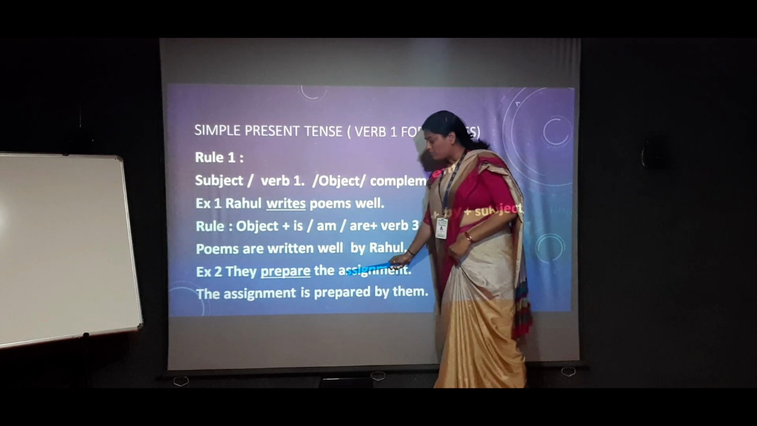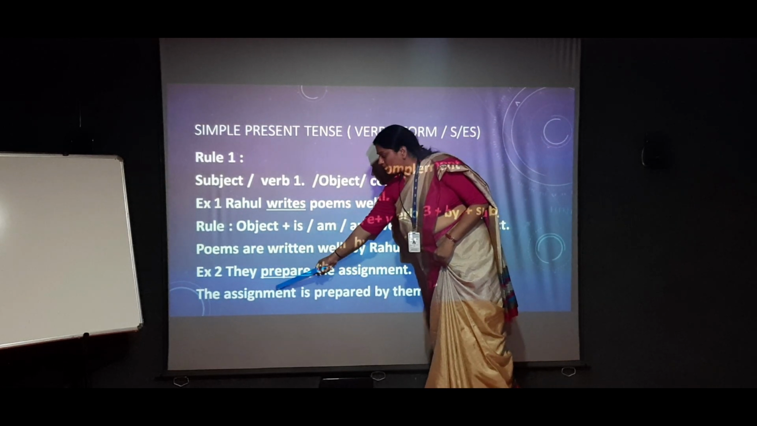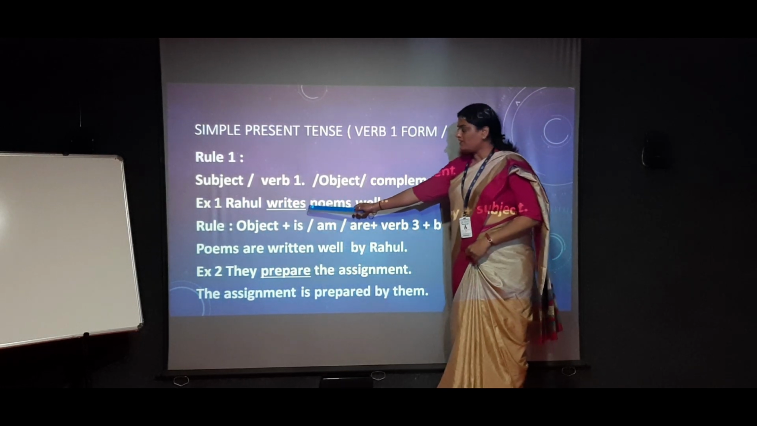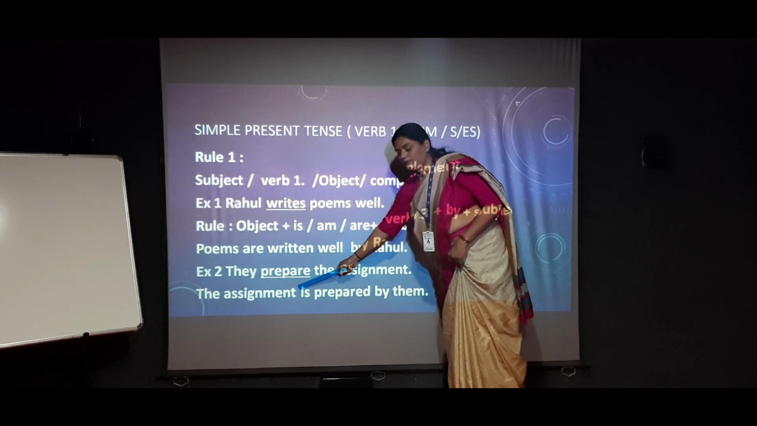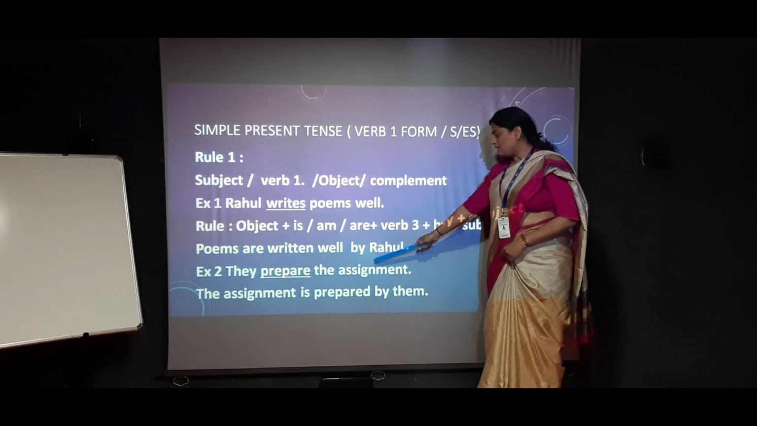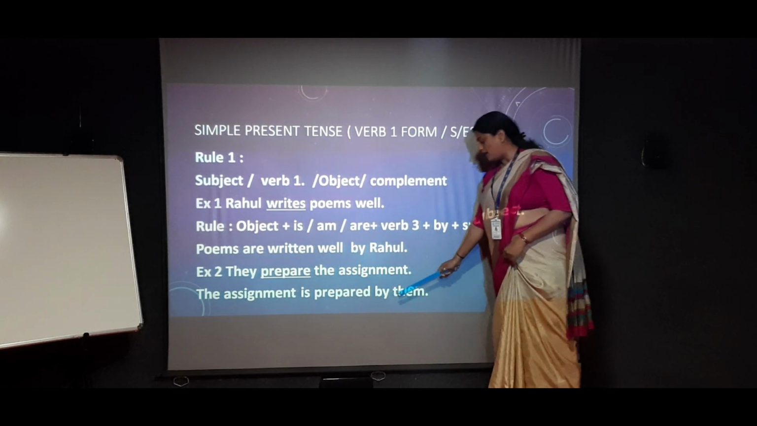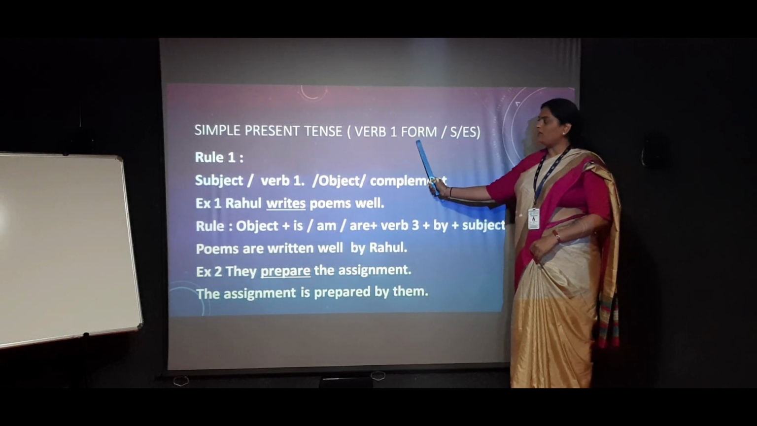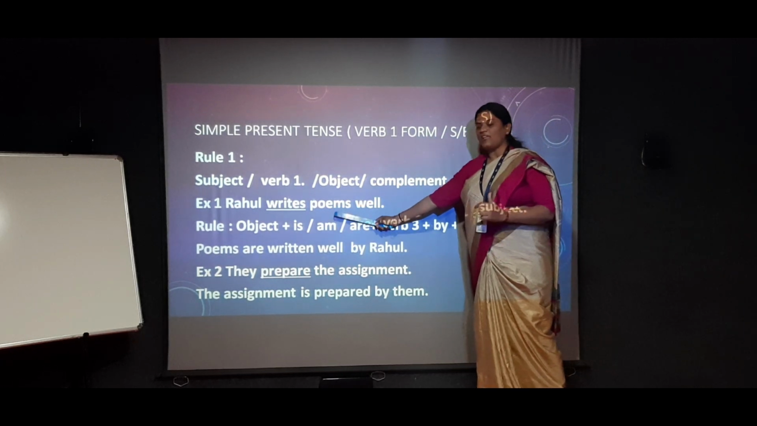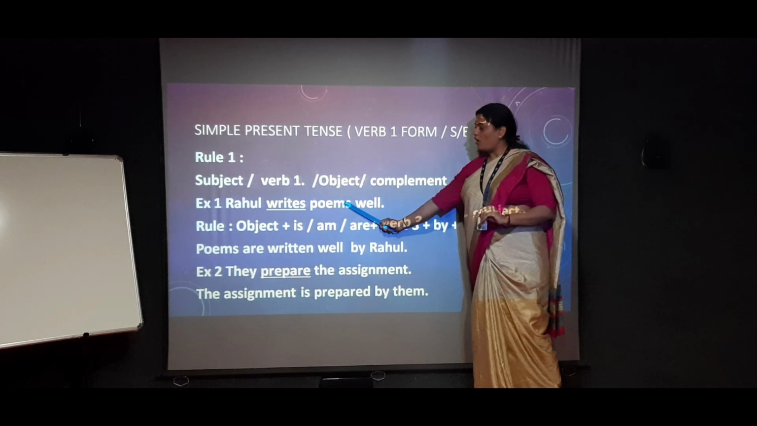So let's change the place of the object to the subject. The assignment. So what should be selected? Is, am, are? It should be is because assignment is singular. The assignment is prepared by them. So this is the rule of simple present tense. If V1 is there, we have to select is, am or are according to our object.